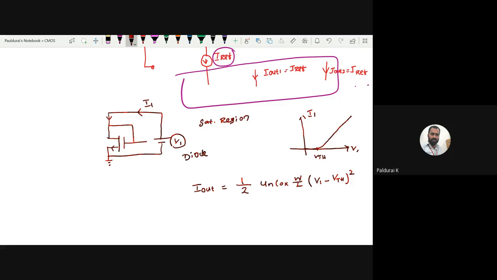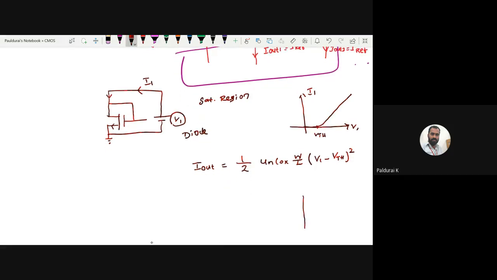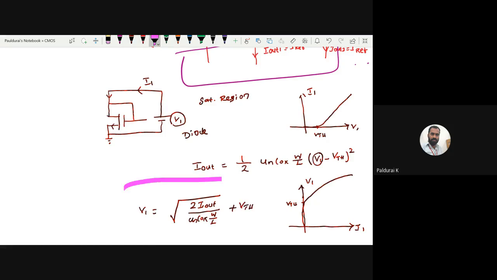Now we look at this in reverse, right? Suppose this time the x axis is current and the y axis is voltage. Till threshold voltage, no current, right? After that, exponentially increasing. Now can you find this voltage from this equation? You will get V1 equal to square root of 2 I out divided by mu n C ox W over L, plus VTH. Now this is interesting, right?